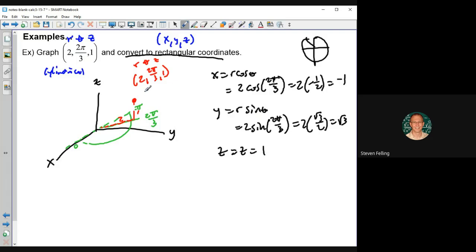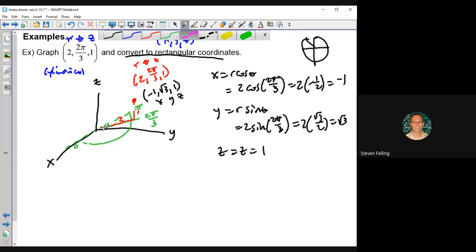So in rectangular, this would be negative 1 for x, square root of 3 for y, and 1 for z, for the x, y, z coordinates of that same spot. So if you went, let me see, I don't really have another color here.